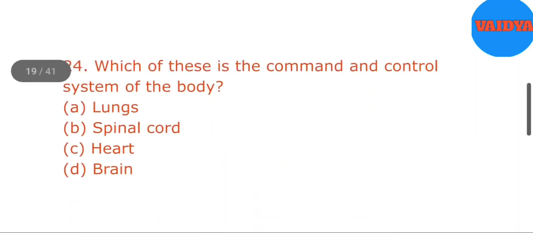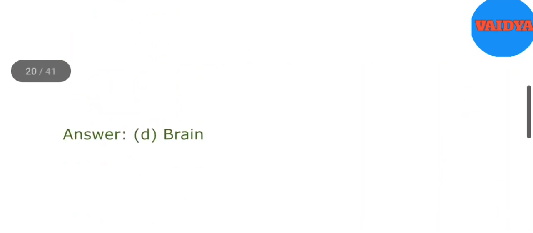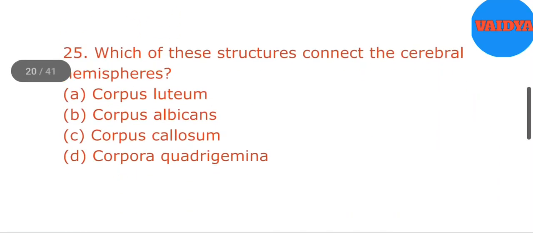24. Which of these is the command and control system of the body? A. Lungs. B. Spinal cord. C. Heart. D. Brain. Answer: D. Brain.